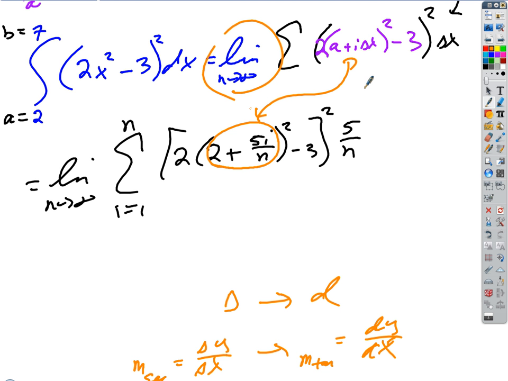I call it a trick, but it's just a shortcut that allows us to add up these areas under curves much more efficiently without having to go through all these steps of doing discrete sums and simplifying the discrete sums.